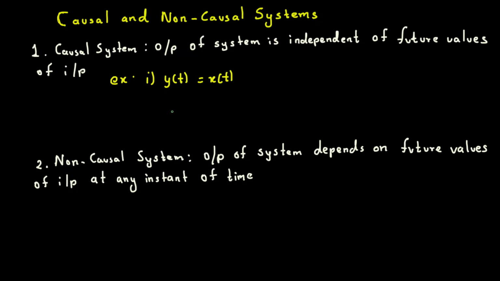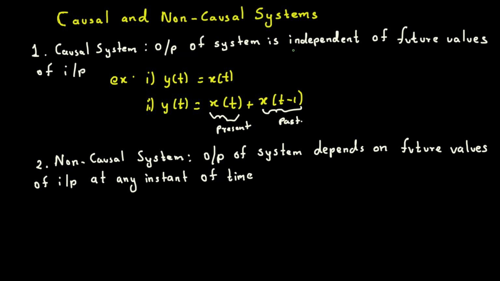Now let's look at another example. Example 2, y of t is equal to x of t and x of t minus 1. If you see a minus sign with the t, like t minus something, that's a past. So the output of the system is dependent on the present because of the x of t alone, and this is a past because t minus 1. The only condition it has to satisfy is that it is independent of the future. So as long as you don't have any future, it is causal.